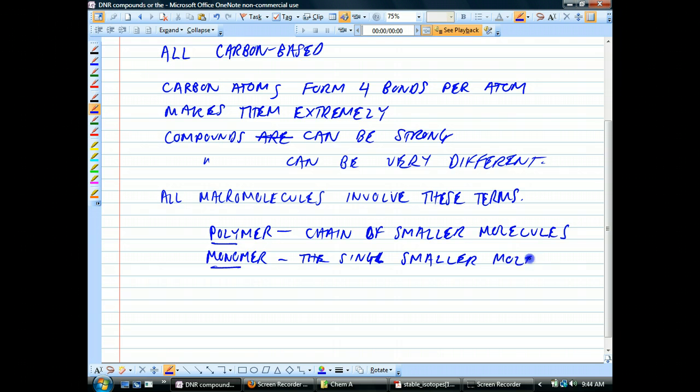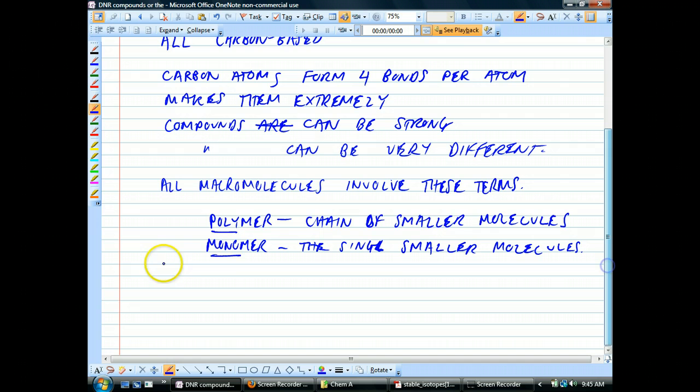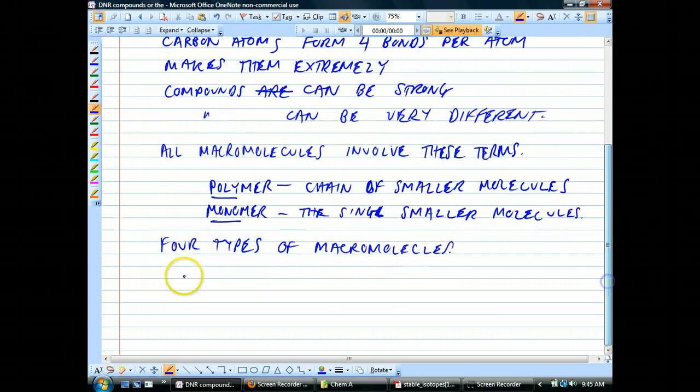Now I'm being kind of vague here, and we'll get into specifics with the 4 types. So the 4 types, and what I'm going to do is try to give you a little bit more than your book gives you in terms of the function of these in our bodies. The 4 types of macromolecules. And we start out with carbohydrates.